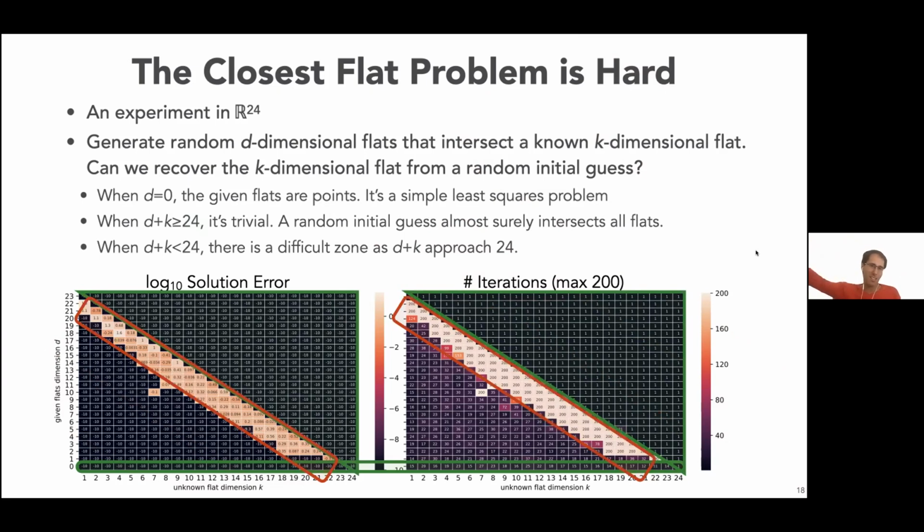When d plus k is less than 24, there's this bottom left corner of this triangle. There's this difficult zone as d plus k approaches 24. I don't know why it becomes so difficult. I mean, I can describe. It's sort of known that this problem is not convex. We can set up scenarios where there's multiple local minima, but sometimes we find great solutions. Like we converge to essentially the correct answer, but as we approach this diagonal, it gets quite difficult.